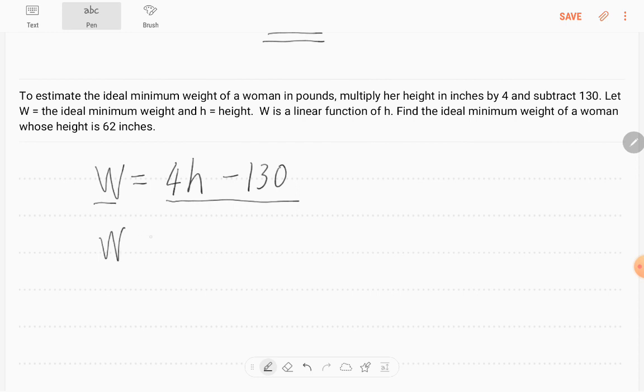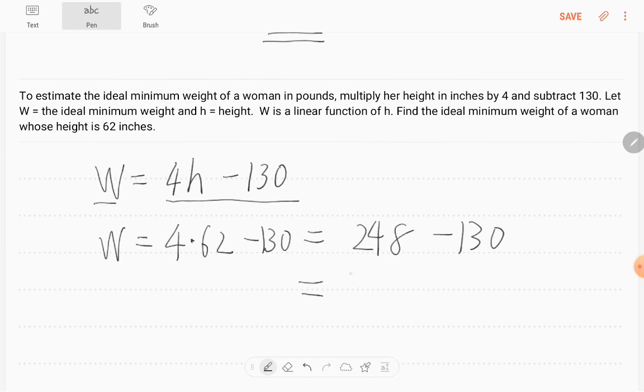So W equals 4 times 62 minus 130. This is 248 minus 130, which is 118 pounds. So this is the ideal minimum weight for a woman who is 62 inches tall.